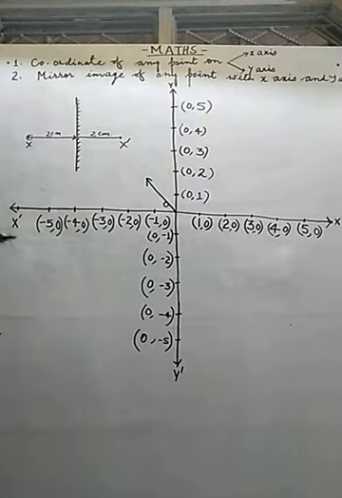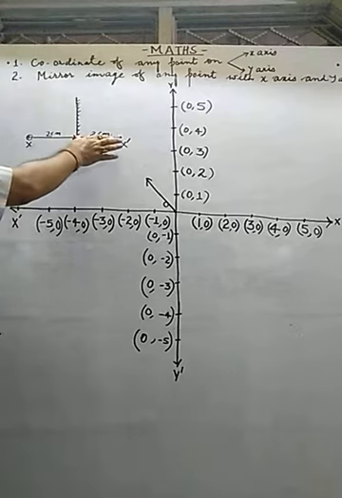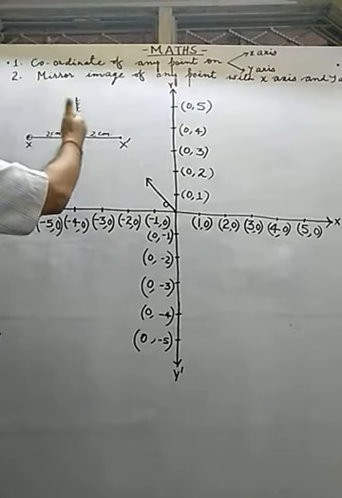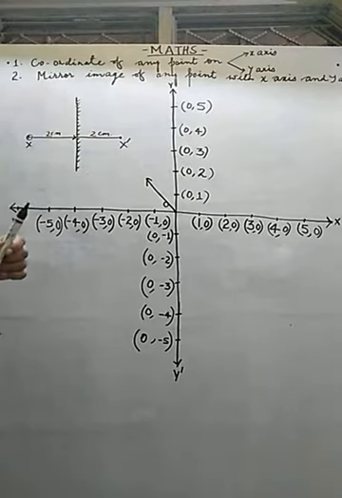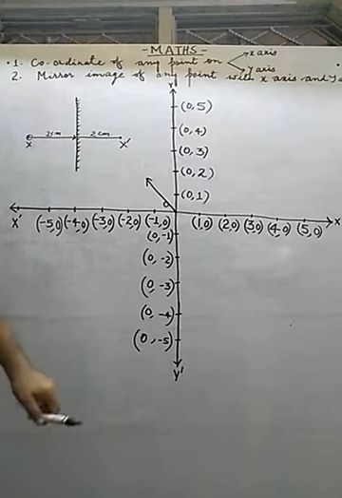It will be the same as the distance from the object to the mirror. Suppose the object is here, 2 cm away from the mirror, the image will also be 2 cm back behind the mirror. This is the image.